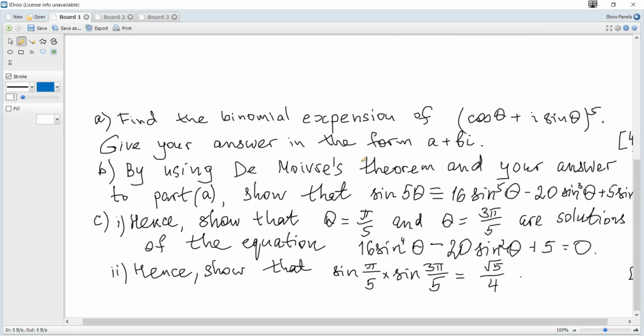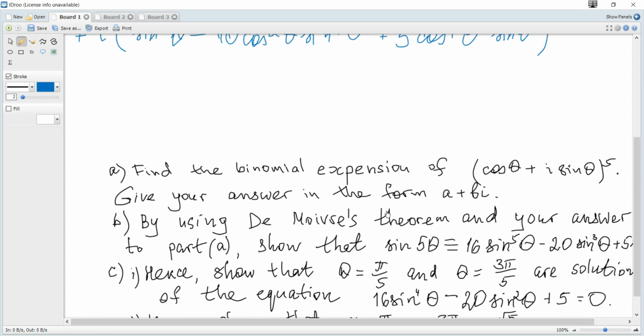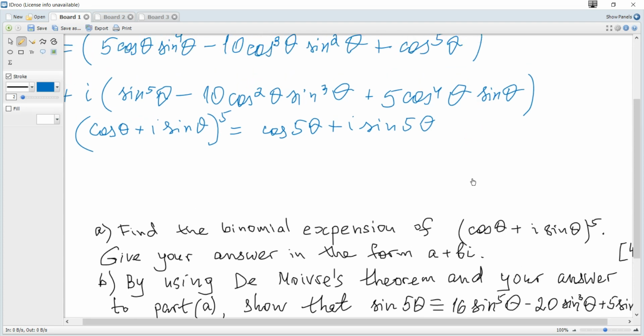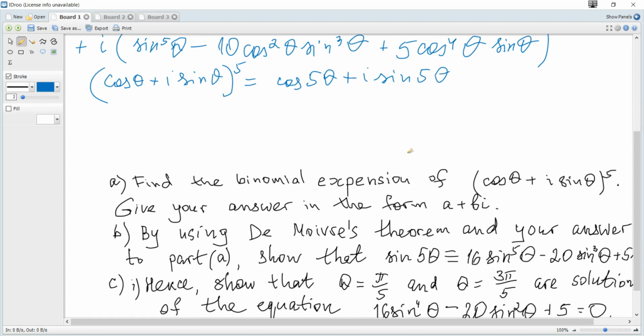Next, by using De Moivre's theorem, find an expression for sin 5θ. De Moivre's theorem says that (cos θ + i sin θ)^5 is cos 5θ + i sin 5θ. This formula is given in the booklet, but these two expressions are actually the same, so we can equate in general the real part and the imaginary part, but here to get an expression for sine we should equate the imaginary parts.